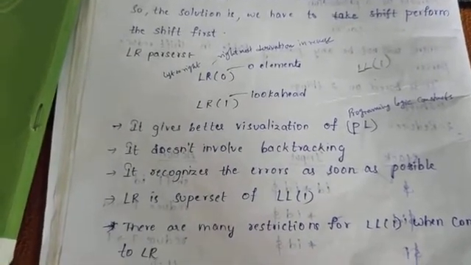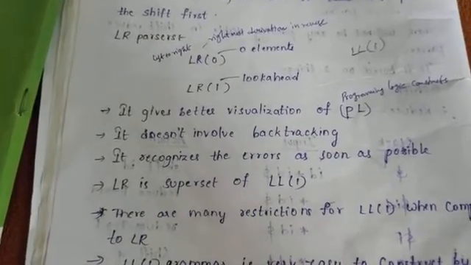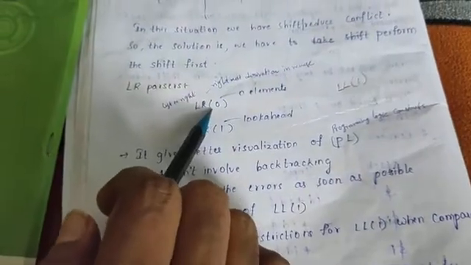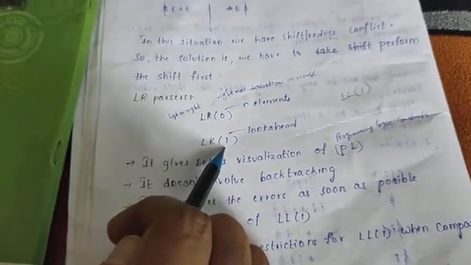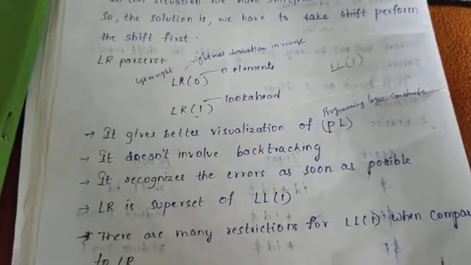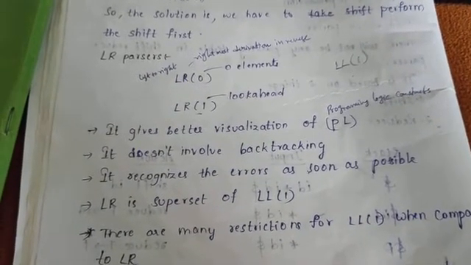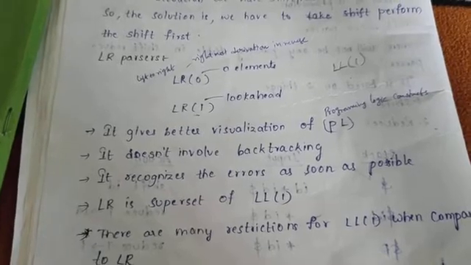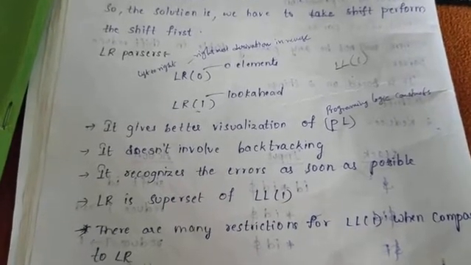Today we are discussing these LR parsers. Actually LR parsers can be of two kinds: LR0 and LR1. LR0 means there is no look ahead. LR1 means we are taking one look ahead for construction of the parsing tables.